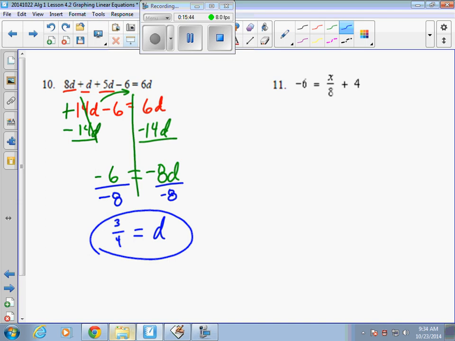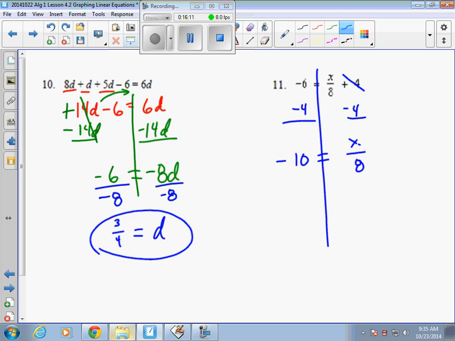Number 11 says negative 6 equals x over 8 plus 4. Undo your order of operations by getting rid of the plus first. Remember, you work it backwards. So subtract 4. If you subtract 4 from the right, subtract 4 from the left. Negative 6 minus 4. Add them up. 6 and 4 is 10. Keep the common sign, negative. You get negative 10 is equal to x over 8.